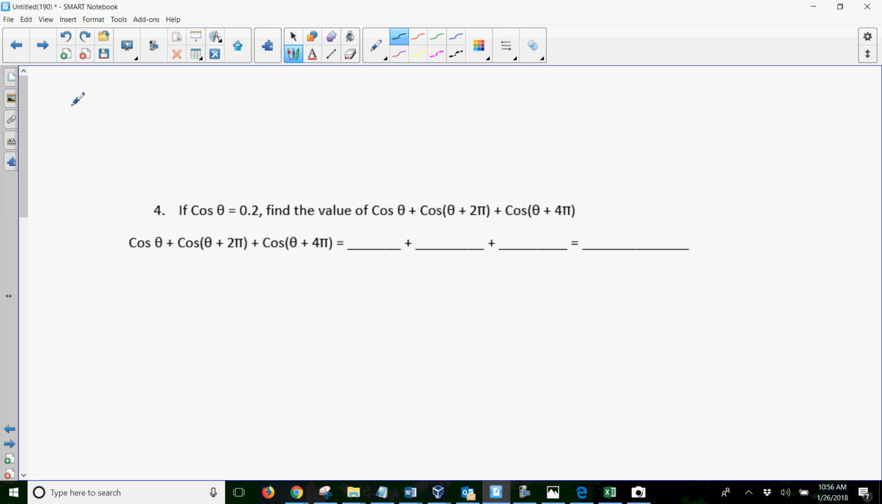Okay. All right, now in problem number 4, it tells us that the cosine of theta is 0.2. Let's keep in mind that the period of cosine is 2 pi. So here we're just adding the period, so cosine of theta plus 2 pi is going to be the same thing as the cosine of theta. And this is 4 pi, which is just a multiple of the period. So this is also going to be equal to the cosine of theta. So what we really have here is cosine of theta, which is 0.2, cosine of theta plus 2 pi, which is also 0.2, and the cosine of theta plus 4 pi, which is again 0.2. And if I add all those up, I will get 0.6.